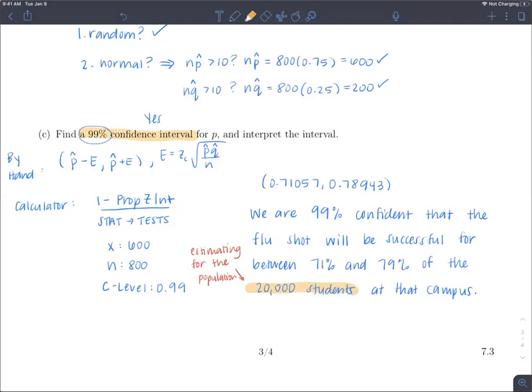And you always have to convert it to a decimal. So this is going to be 0.99 rather than 99%, because when you put it into your calculator, it wants it as a decimal. Your calculator is never going to ask for percentages, by the way, or give you percentages. It's always going to give you the decimal form.